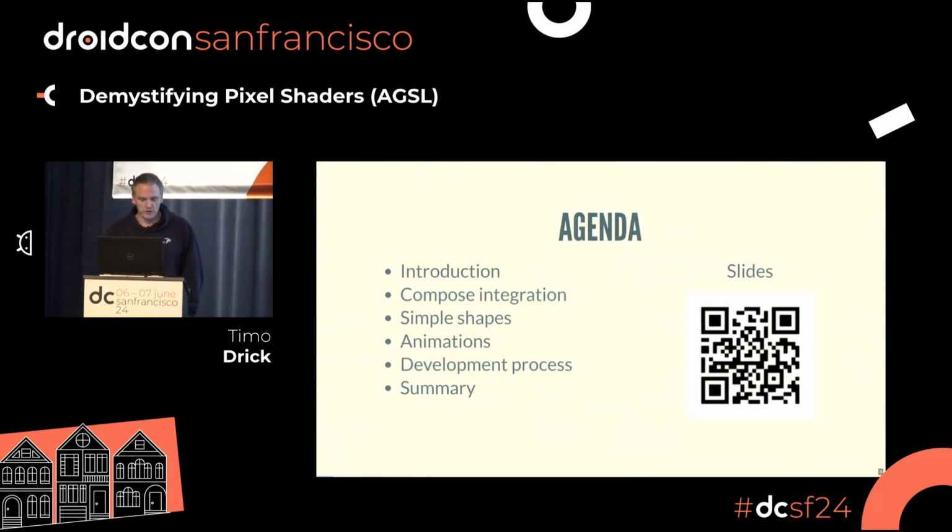I will first show a short introduction. What are shaders, and I will also show some samples of what you can do with shaders. And then we go into the integration into Compose, how we can use shaders in Compose. The next chapter would be then draw simple shapes with shaders. And then we do animations. And at the end, I will show a little bit about the development process and compatibility things. And then we have a short summary.